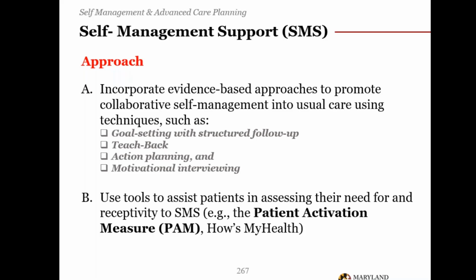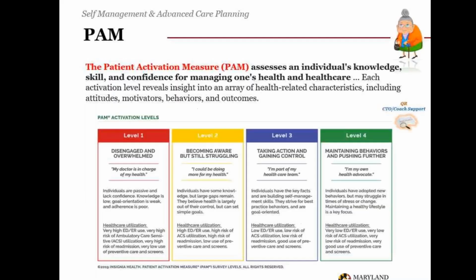I can only help to manage my care if I'm ready. So there's a tool called the PAM, and it is a tool that helps you assess individuals' knowledge, skill, and confidence for them to be able to manage their own care. If the patient is a level 4, then you know this patient is ready to engage and support with self-management. If they're a level 1, this is not a good candidate for self-management.